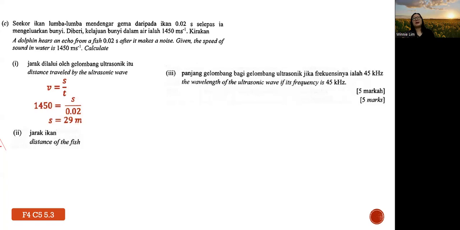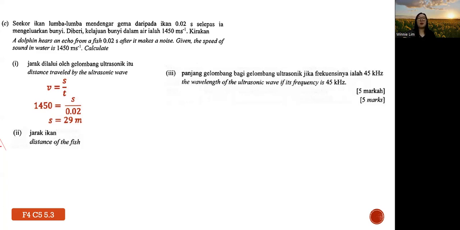So generally, we assume the distance is only one way. That's why we use a general formula, speed equals distance per unit time. So our speed is 1,450 meters per second. The distance is unknown, and then divided by 0.02 second, and we have 29 meters.